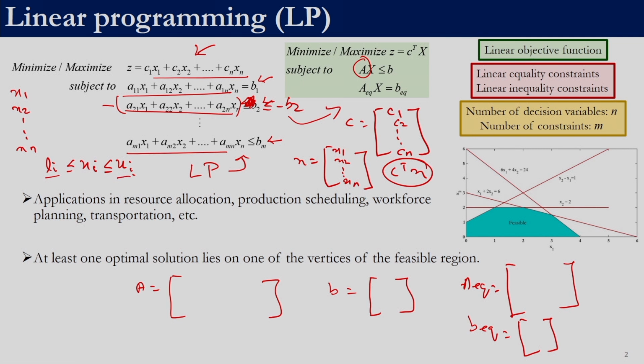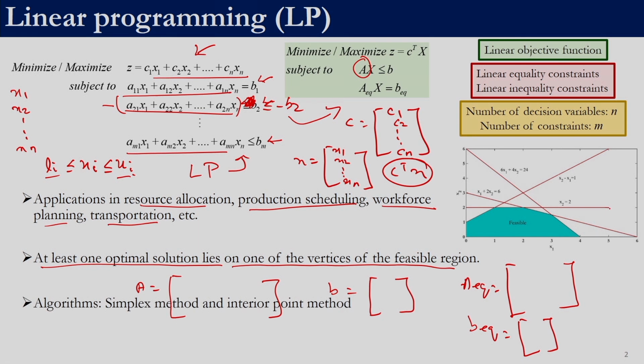So, a large number of optimization problems can be formulated as linear programming problem. Some of the applications are in resource allocation, production scheduling, workforce planning, transportation among others. A mathematical property of linear programming formulation is that at least one optimal solution will lie on one of the vertices of the feasible region.